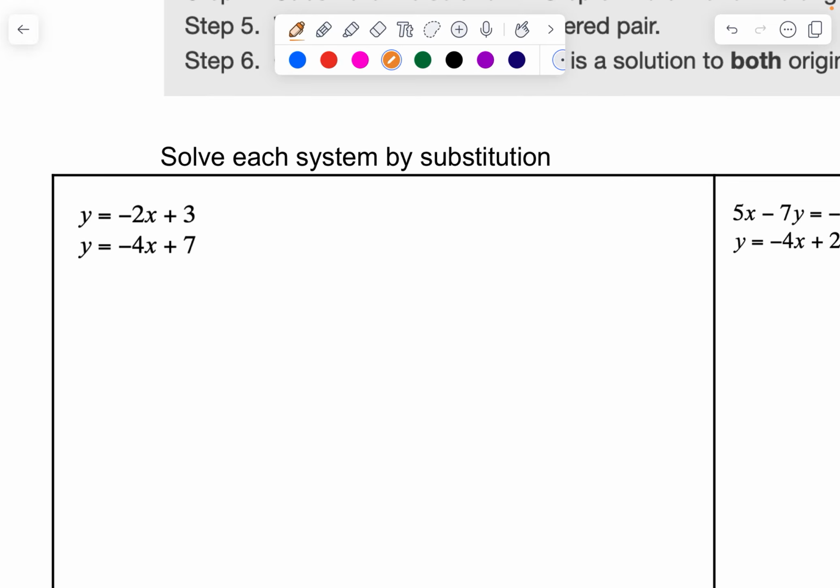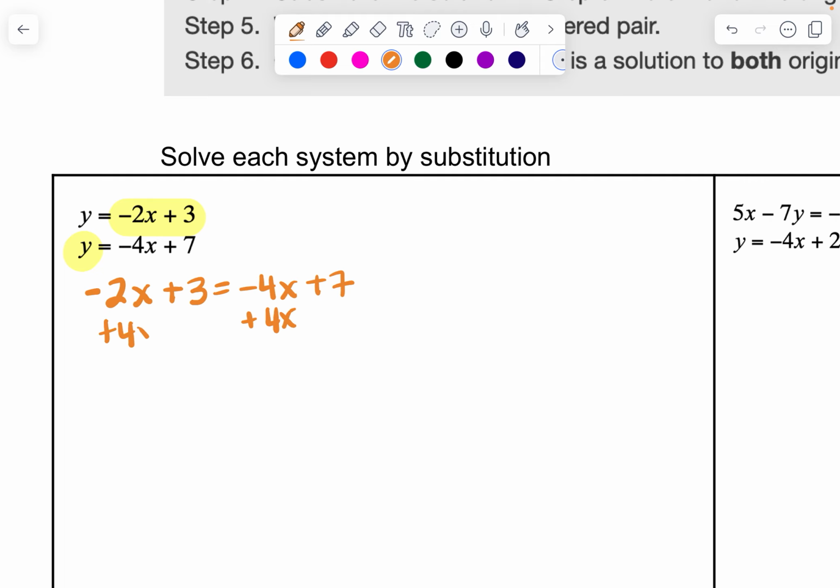So for here, we have both of these have y by themselves. So I'm going to take this and substitute it into y in the second equation. So instead of y equals negative 4x plus 7, I'm going to say negative 2x plus 3 equals negative 4x plus 7. So here step 1 was done for us. This is step 2 that I just wrote in orange. Notice that I only have x's now. I'm going to solve this equation for x.